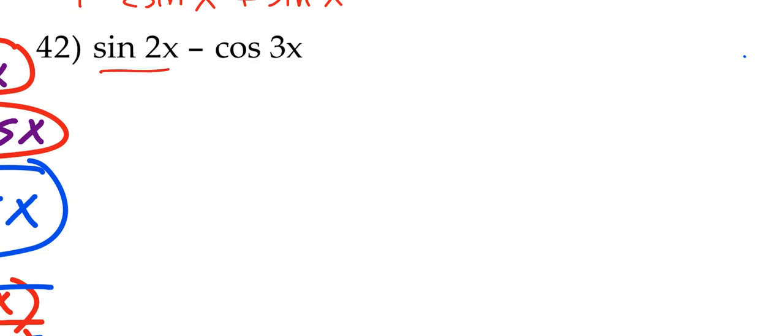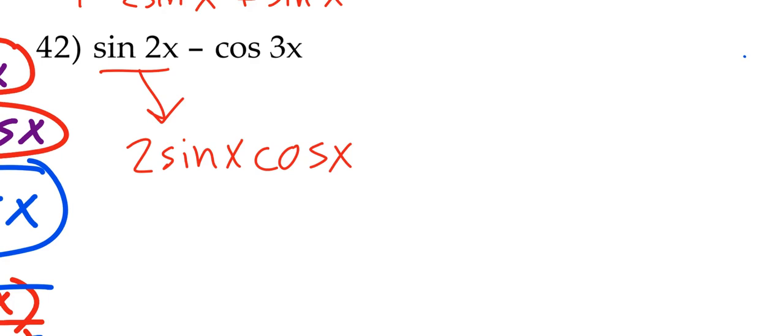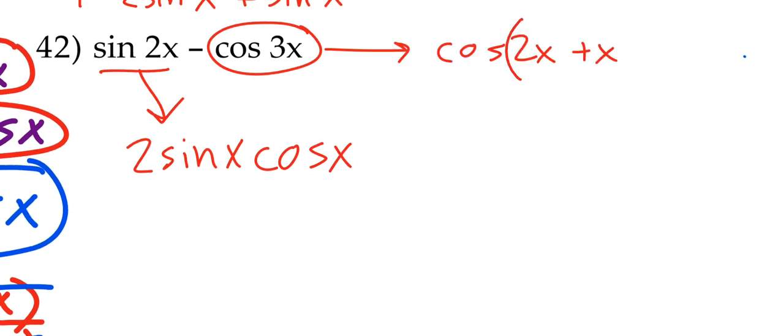Now, there's only one thing to replace for sine 2x, and that's 2 sine x cosine x. Ugh. Now, as far as the cosine 3x, remember that this would be cosine of 2x plus 1x. So it involves a lot, because now you're going to go back to your sum formula, and you've got to go through the process of working this out in great detail.